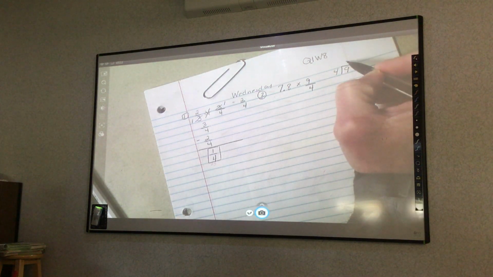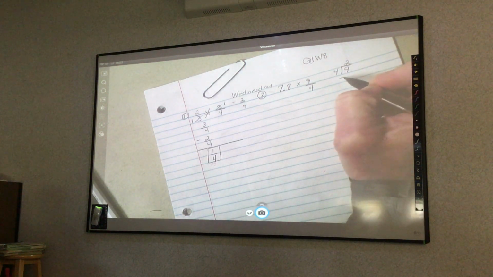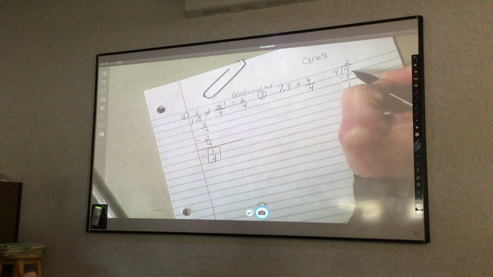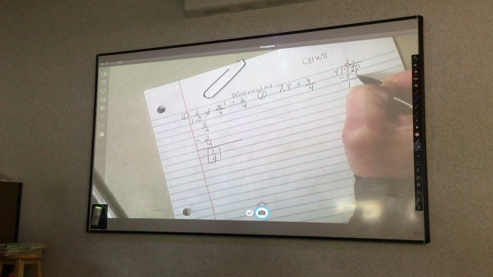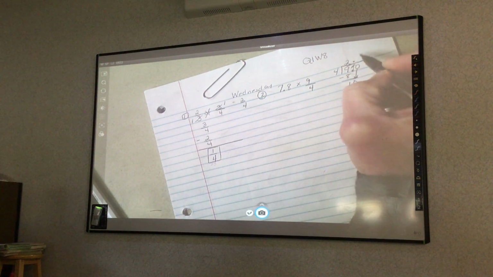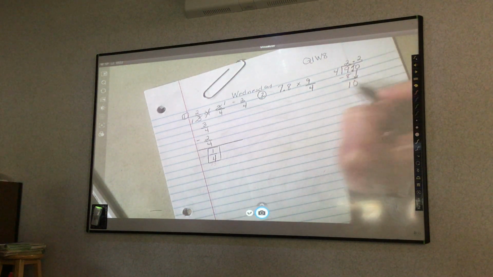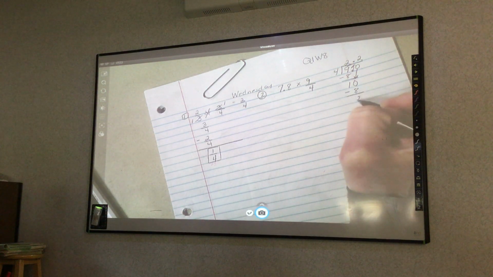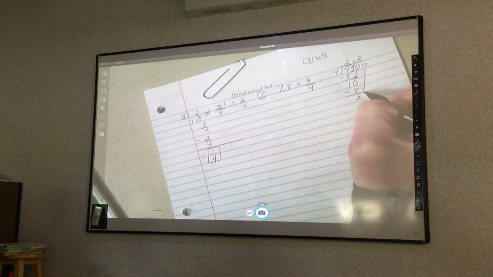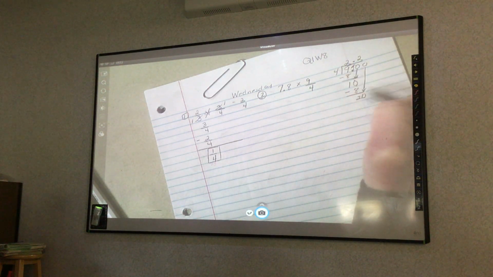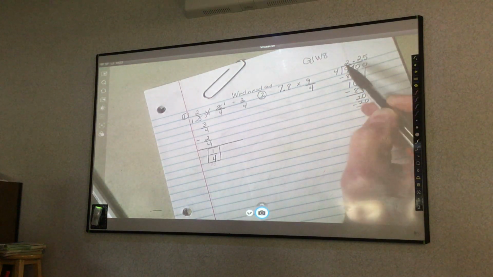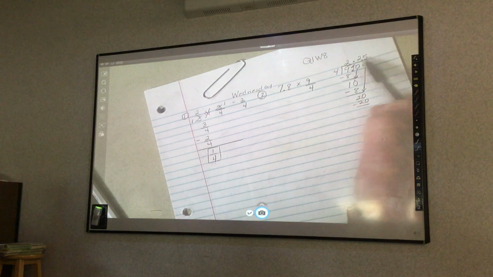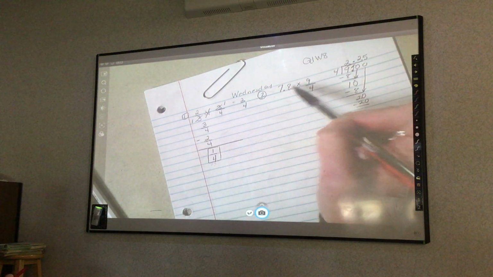4 goes into 9 two times. 1 left. Add a decimal. Bring that decimal up. 4 goes into 10 two times. 2 left. Add a 0. And 4 goes into 20 five times. So now I have 2 and 25/100 times 7 and 8/10.